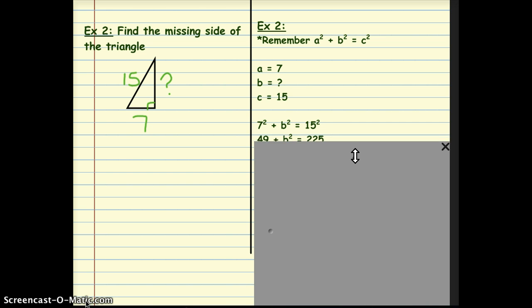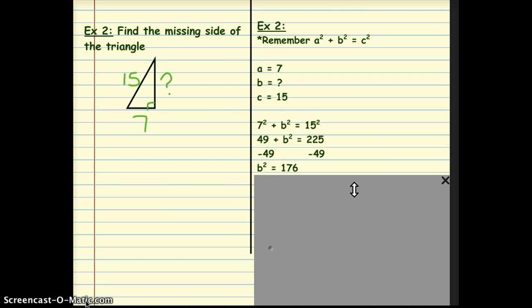Squaring our numbers, we get 49 plus b squared equals 225. And in order to solve this for b, we got to get b by itself. So we got to get rid of this 49. So we got to subtract 49 from both sides. That way we're left with b squared equaling 176. Again, just like the last problem, we don't want to know b squared, we want to know just b. So we got to take the square root of each side.